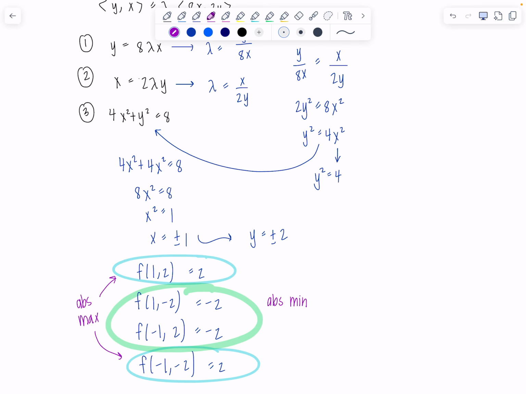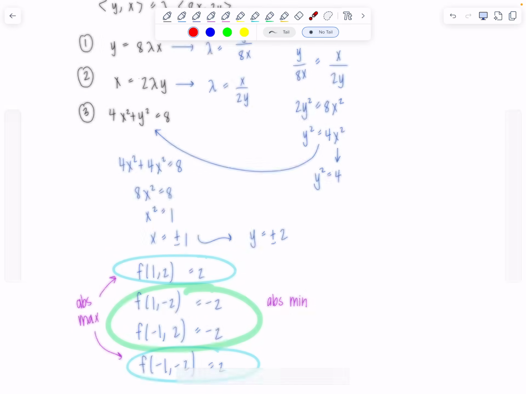Yeah, Roy. So x and y can't be 0 because then the constraint equation wouldn't be satisfied. 0 plus 0 doesn't equal 8. Right, but what if only x is 0 or only y is 0? Is it possible? No, because if only y was 0 from this equation, x would have to be 0 as well for it to be satisfied. So then you run into issues there.